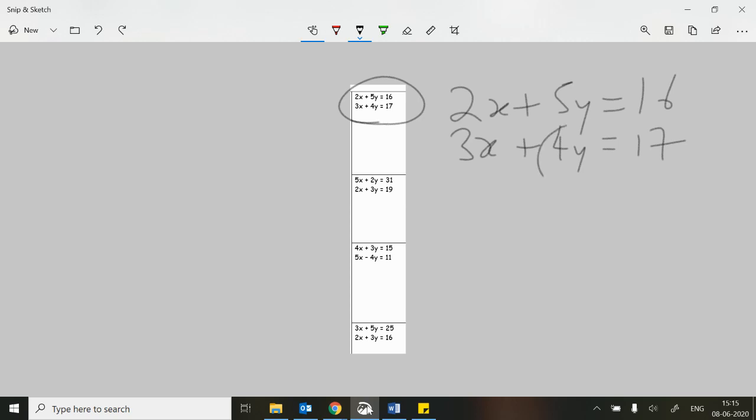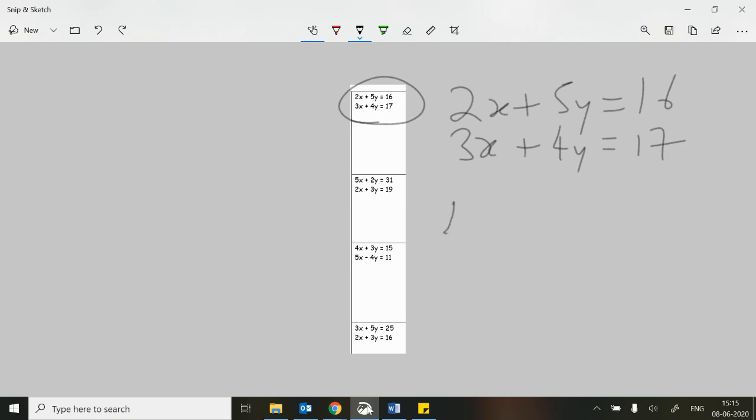Now, I can't easily times 4 by something to get to 5, or 5 by something to get to 4, and I can't do that with 3 to get to 2, or 2 to get to 3 either. What I'm going to do here is times both of my lines. So what I'm going to do is I'm going to make the middle things the same. It's often easier to make the middle ones the same. So the y is the same here.